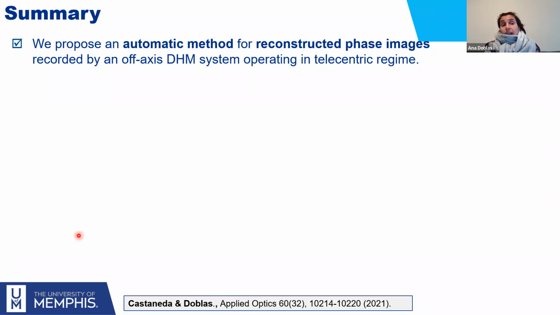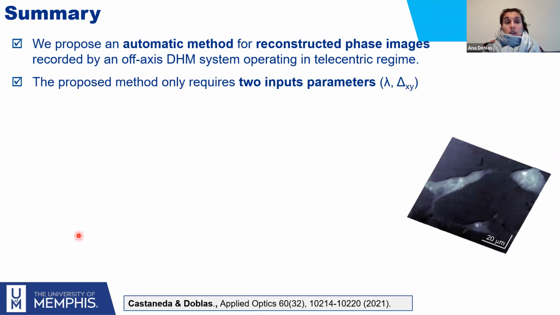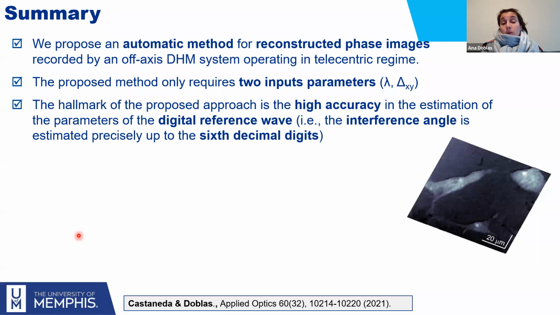So here, just to finalize, we have proposed an automatic method for reconstructing quantitative phase images of off-axis DHM systems. The DHM system needs to operate in telecentric regime, and that means the +1 peak needs to be a maximum, otherwise it's not gonna work out. And we only require two input parameters, the wavelength of the source and the pixel size. The hallmark of the approach is that it's really accurate. It gives us up to 6 decimal digits of the reference wave, so it gives us a really accurate estimation of the interference angle.